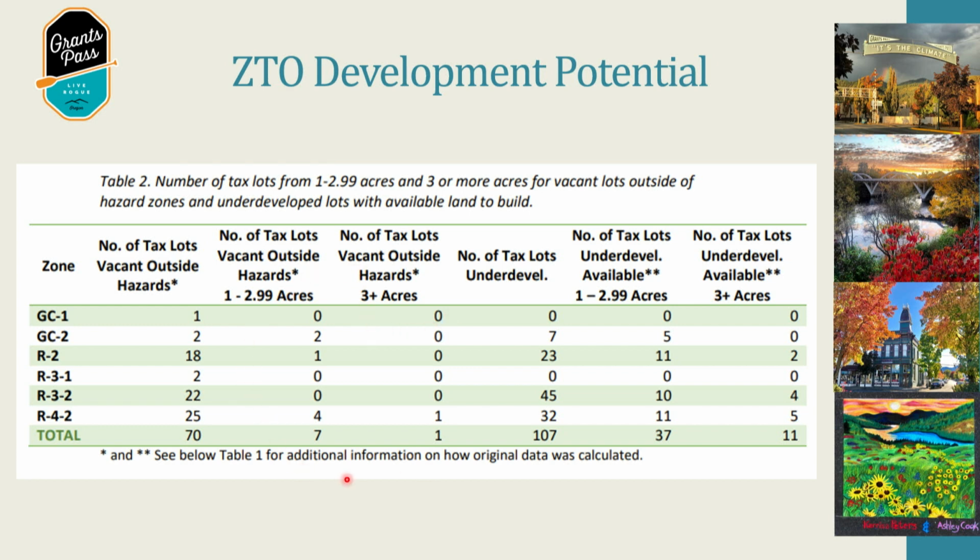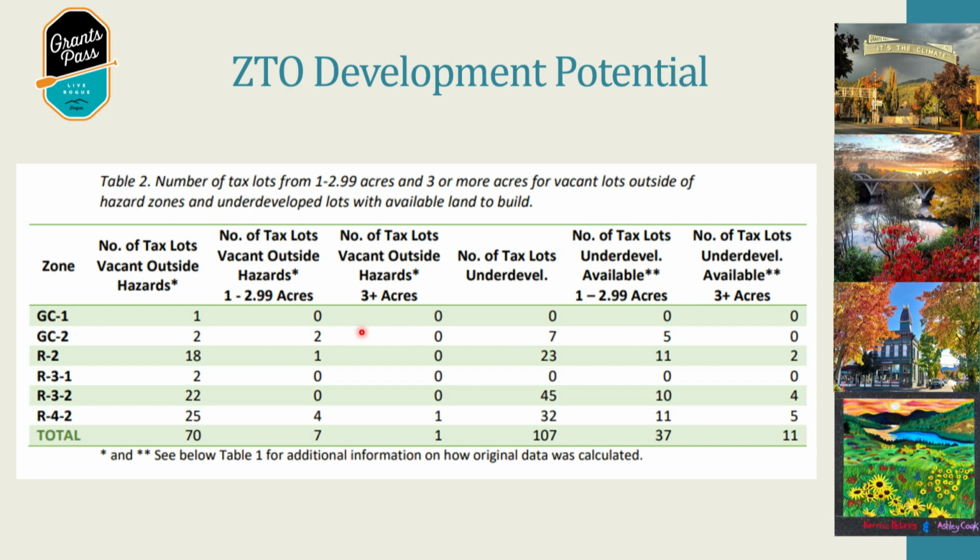And this just shows you that the number of tax lots that are underdeveloped that are 3 acres or more is 11 out of all of the tax parcels that are in the zoning transition overlay. That does not mean that you couldn't see some multifamily development by any means, but on some of these smaller acreages, there's 37 parcels that are 1 to 2 acres that are underdeveloped. But there is only actually one that is zoned R42 that is outside of any hazards that is more than 3 acres in size.